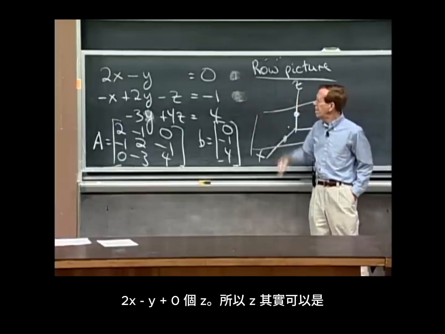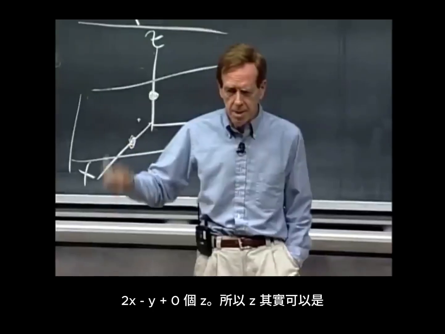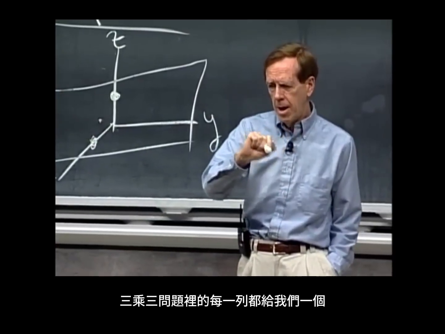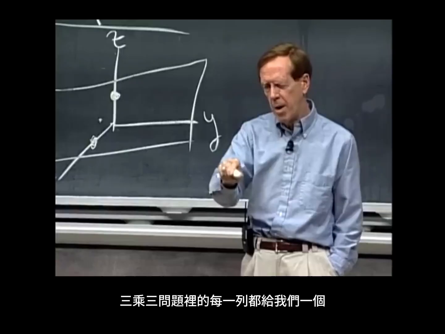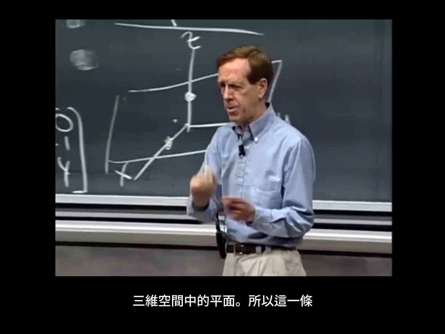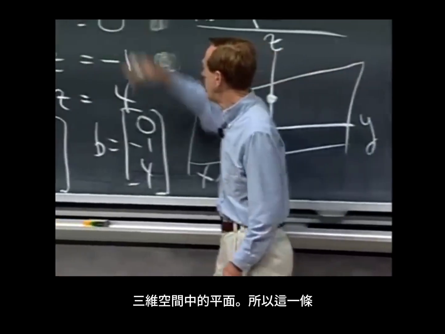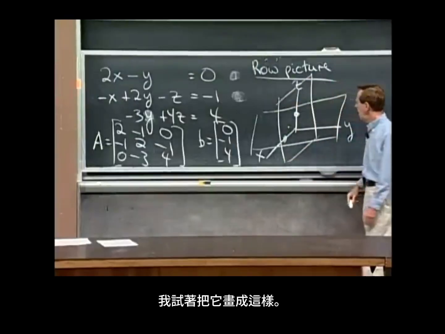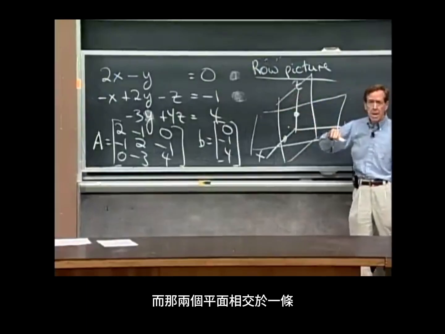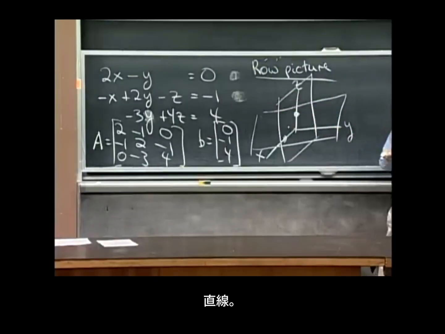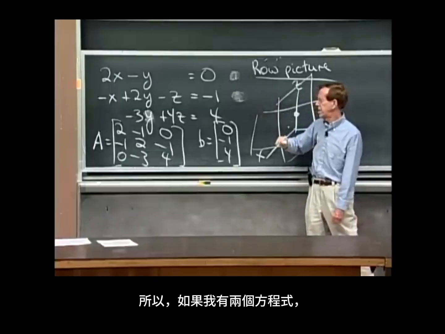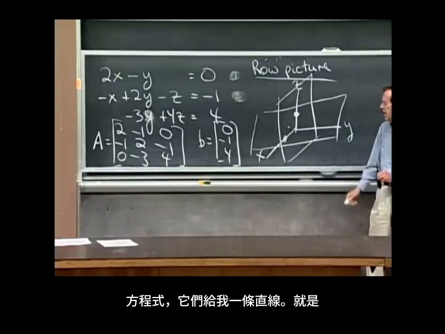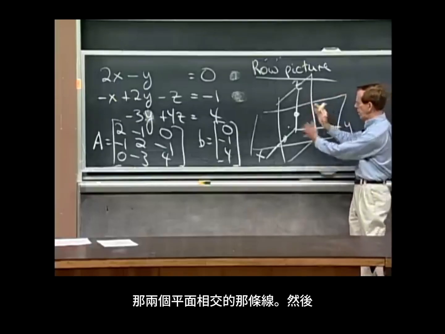2x minus y plus 0z. So z actually can be anything. Again, it's going to be another plane. Each row in a 3 by 3 problem gives us a plane in 3 dimensions. So this one is going to be some other plane. Maybe I'll try to draw it like this. And those 2 planes meet in a line. So if I have just the first 2 equations in 3 dimensions, those give me a line, the line where those 2 planes meet.